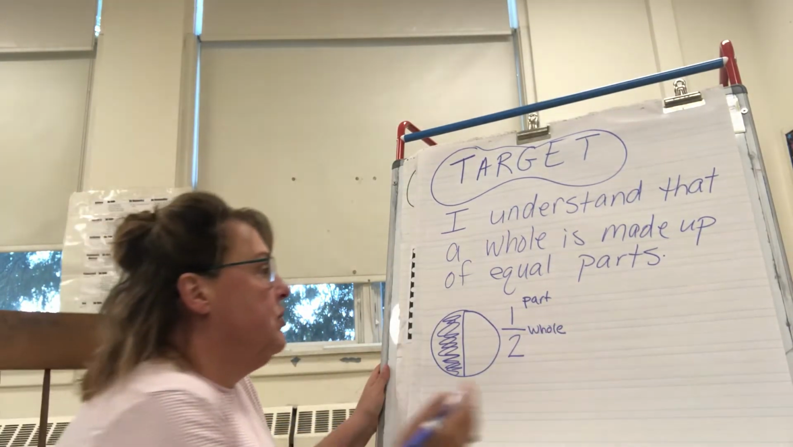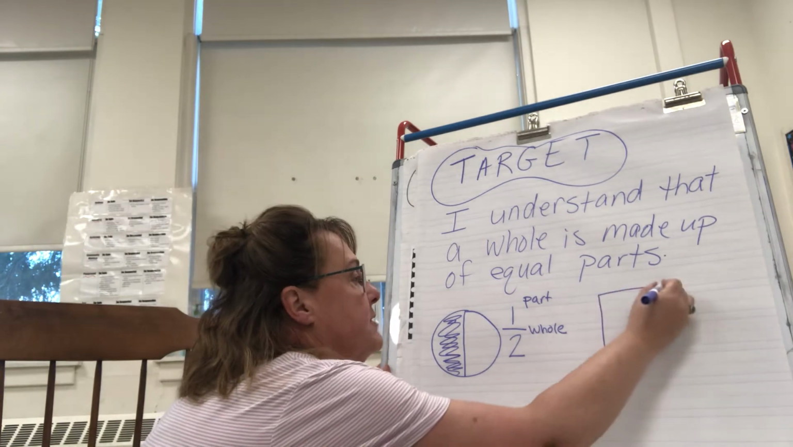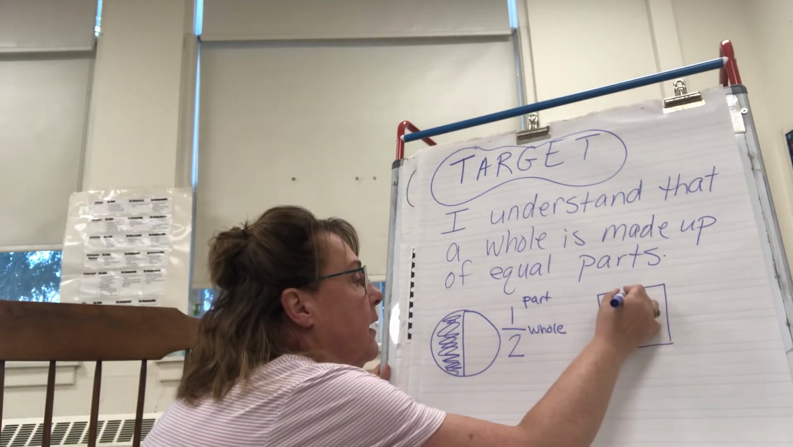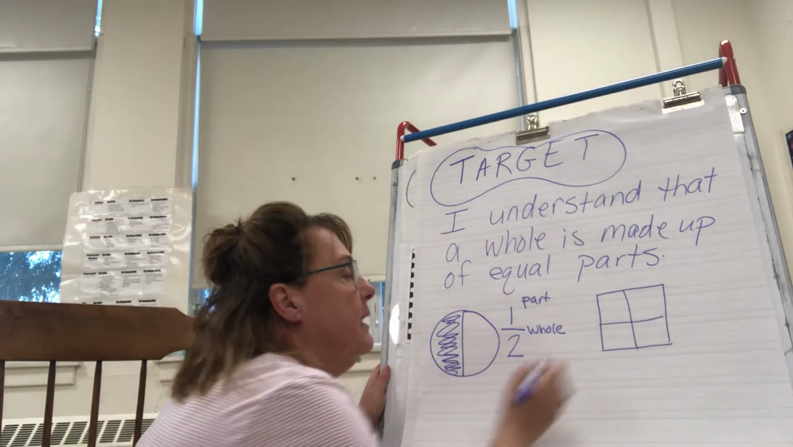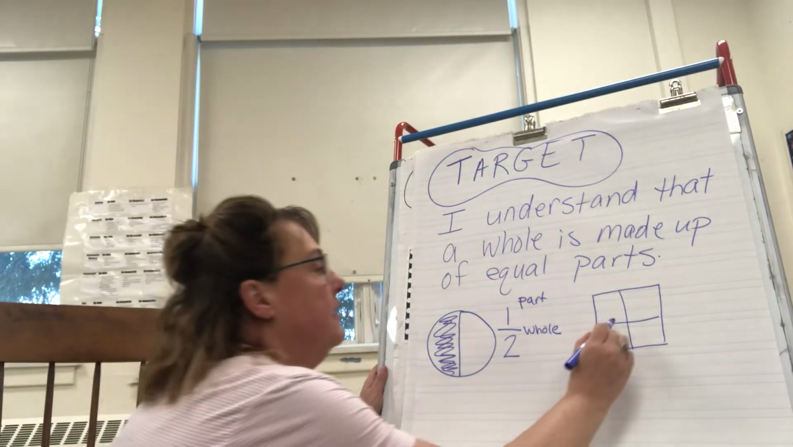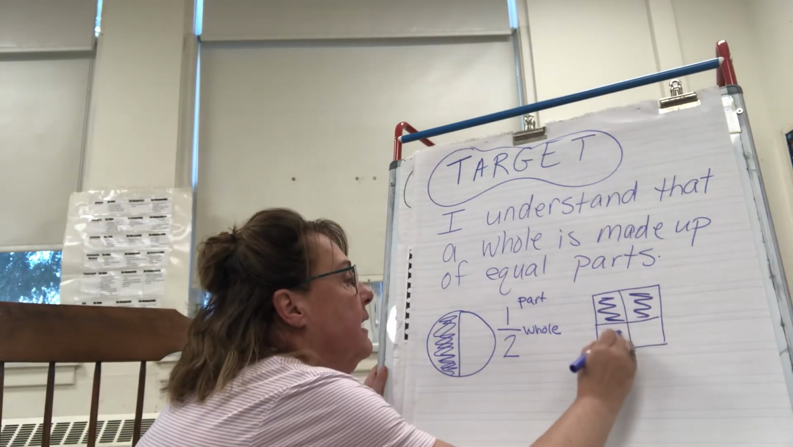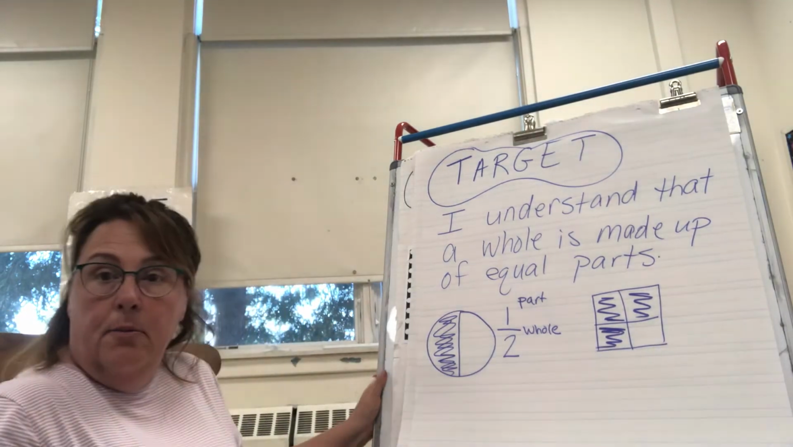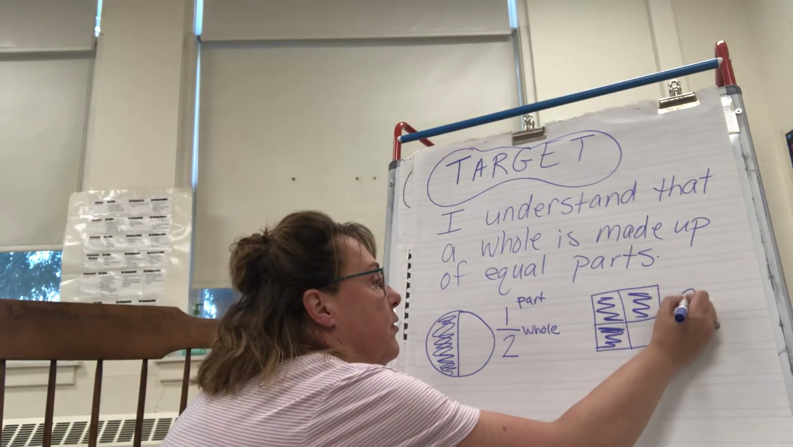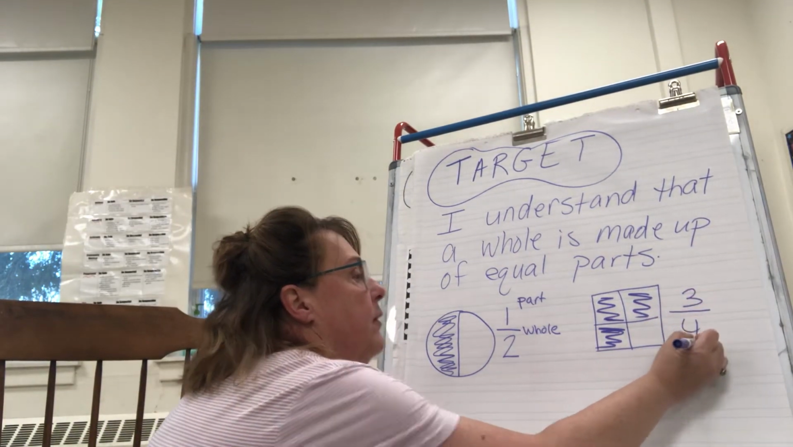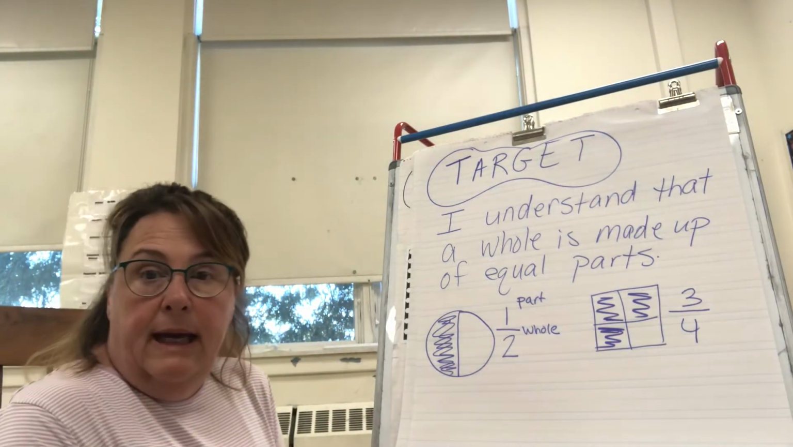Okay? Let's try another one. I could have a square, and I could divide the square into 4 parts. If I wanted to shade in 3 of the parts, my fraction would be 3 parts out of 4 parts, or 3/4.